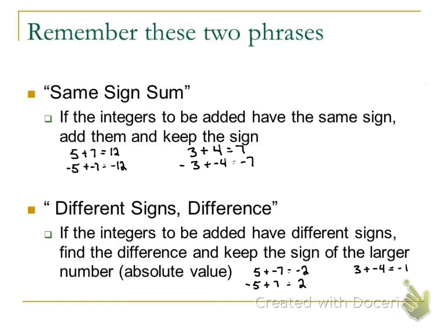Here's another example. 3 plus negative 4 equals negative 1. The difference between 3 and 4 is 1. There is one number between 3 and 4. And I'm going to keep the sign from the 4, because even though it's negative, 4 has a larger absolute value than 3. So I'm going to be left with a negative 1. And the last one, negative 3 plus 4 is positive 1. I find the difference between 3 and 4, that's 1, and 4 is bigger than 3, so I'm going to keep the positive sign from there.